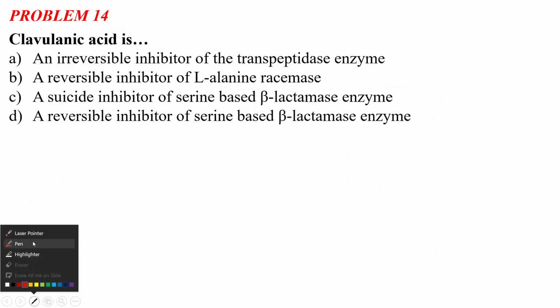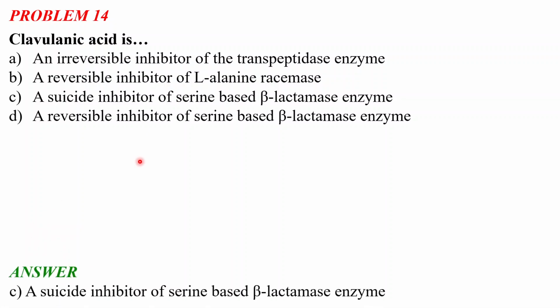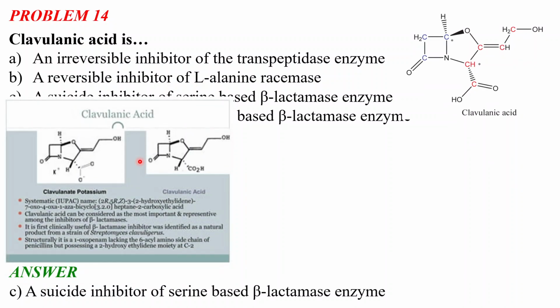So the correct answer will be number C. It is a suicide inhibitor of serine based beta lactamase enzyme. This is the structure of the clavulanic acid. This is the systematic name, you don't need to remember it, this is just for your information. It is 2R,5R,Z-3-(2-hydroxyethylidene)-7-oxo-4-oxa-1-azabicyclo[3.2.0]heptane-2-carboxylic acid. That is the IUPAC name of this carboxylic acid, which you don't need to remember.